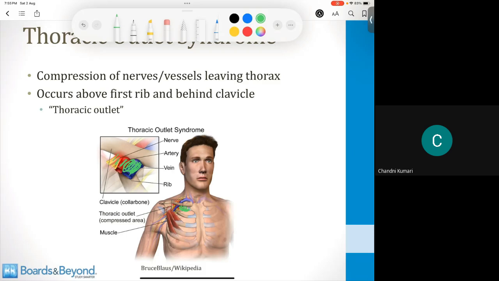The rib is going to affect which trunk, upper trunk or lower trunk? What do you guys think? Lower trunk. As the lower trunk is gone, can we have claw hand? Yes. Okay, perfect.